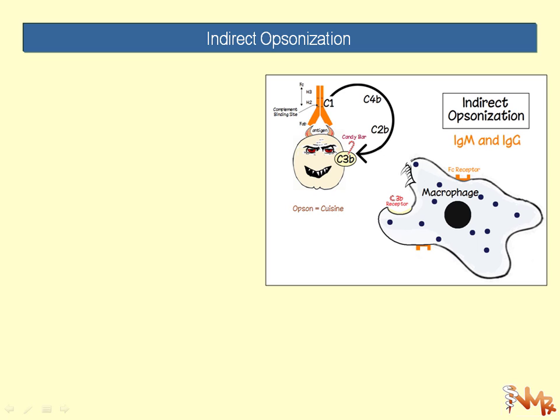Again, I'm showing a macrophage for you, and it has Fc receptor, and then I'm showing an antibody, IgG, attached with the two Fab regions attached to the two antigens on that particular bug. Now, IgG or IgM attached to the antigens, as I said earlier, both IgG and IgM can participate in indirect opsonization. IgM or IgG can attach to the antigens, in this diagram, the horns of the pathogen.